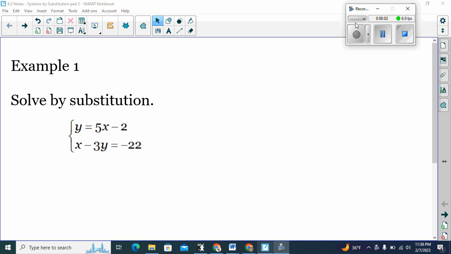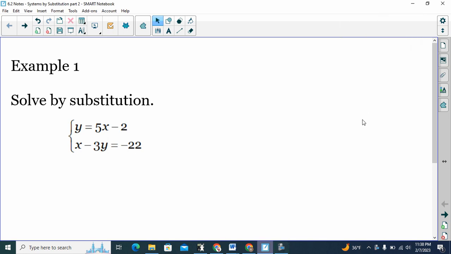We're continuing our notes on solving systems of equations, specifically by substitution. We have solved by graphing. We have learned how to solve by substitution. We're going to take a look at a couple today that are a little bit different, although example 1 is pretty similar to the ones we did last class.